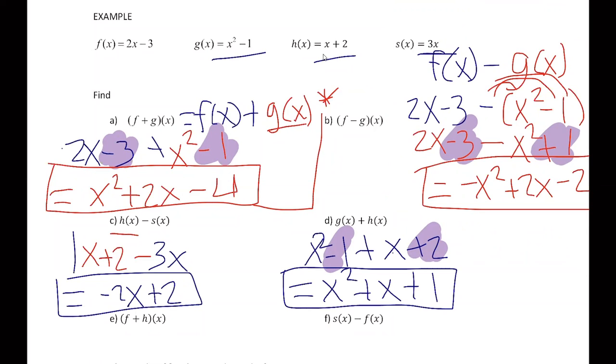So our final two questions will be E and F, F of x plus h of x, and s of x minus f of x. Just remember for E, that is f of x plus h of x, that's the same thing. So see if you can try these last two questions, then we'll kind of call it a day in here.